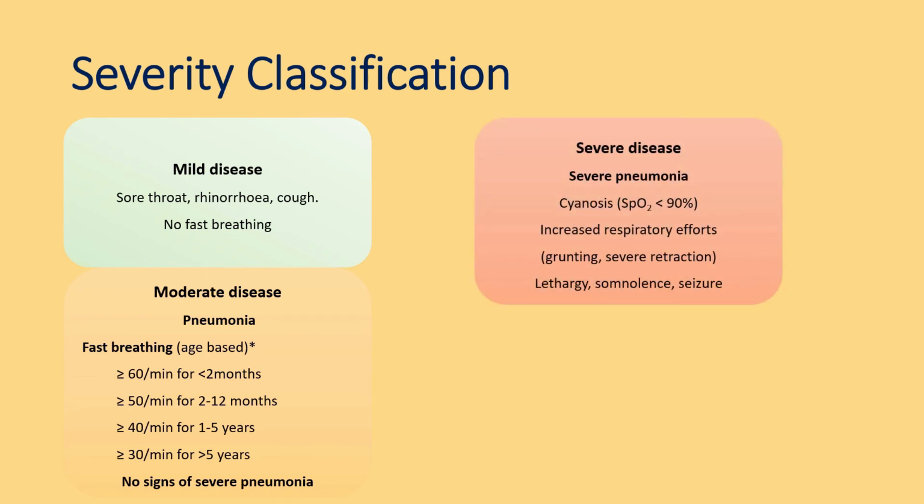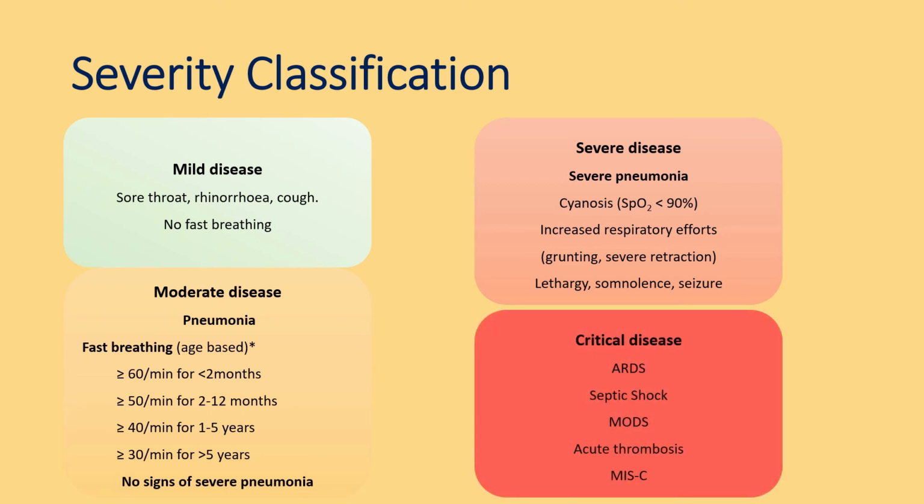Severe disease is defined as severe pneumonia with cyanosis, increased respiratory effort in the form of grunting or severe retractions, lethargy, somnolence, or seizures. Critical disease is characterized by organ dysfunction like ARDS, septic shock, acute thrombosis, MIS-C, or multi-organ dysfunction syndrome.